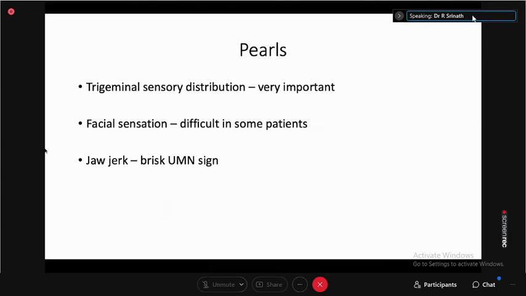Patient may not be comfortable getting tested on the face, especially for pain sensation. And jaw jerk, even though it is not always a very reliable test, whenever there is a brisk jaw jerk, it gives strong information that there is a brisk sign.